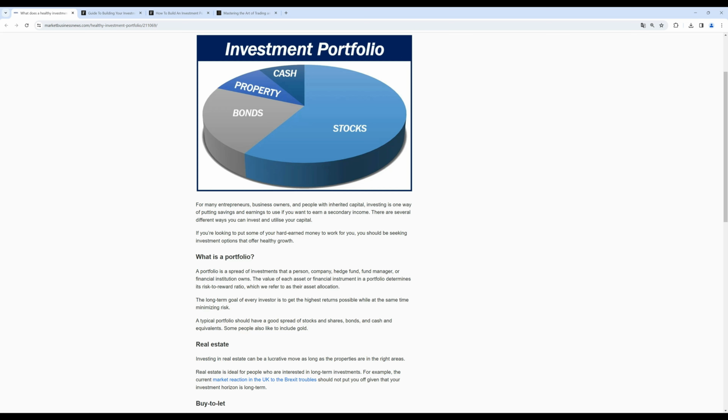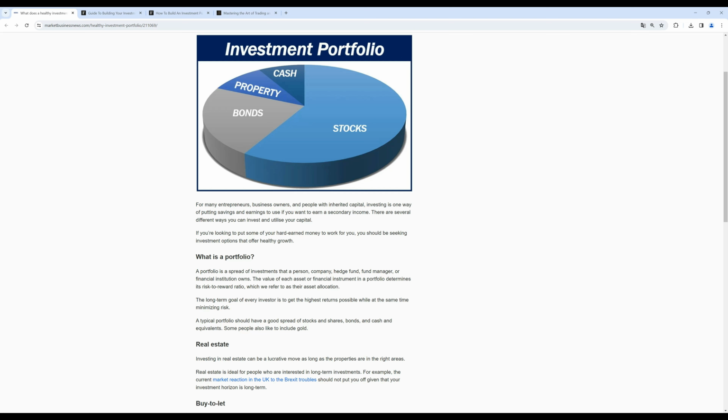The long-term goal of every investor is to get the highest returns possible, which is very understandable. Anyone who wants to invest wants the best returns out of their investments, whether it's for retirement or a short-term or long-term investment, but also by minimizing their risk. A typical portfolio should have a good spread of stocks and shares, bonds, and cash and equivalents, which you can also consider as gold or oil, depending on what exactly you are looking into.